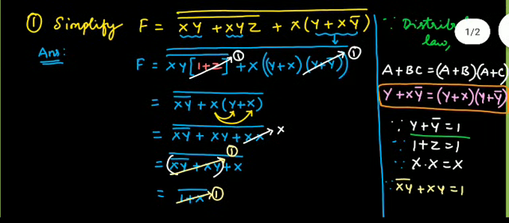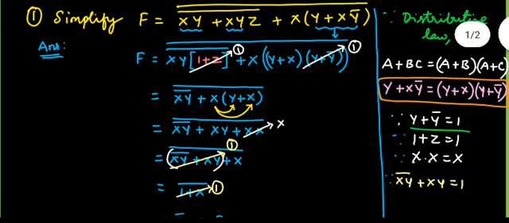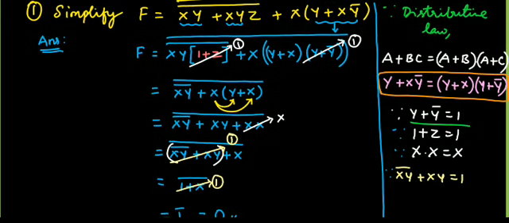So now we are going to discuss simplification based problems. To do simplification based problems, what are all the prerequisites? First one is identities, Boolean identities we have to know. Next one is distributive law we have to know. So distributive law is very important.